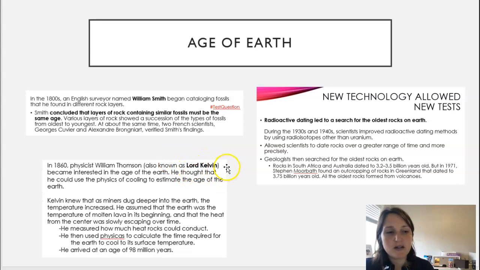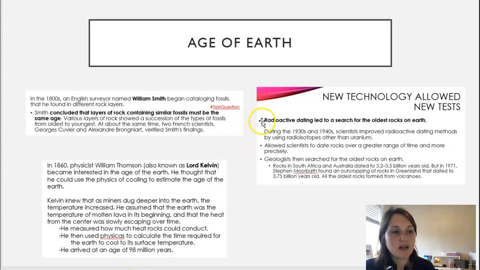Kelvin is another scientist that you might remember if you've taken chemistry, and Kelvin took a look at the age of the earth based on the temperature. So the very core of the earth is extremely hot, and he made calculations based on how long it would have taken if the whole earth started at that same temperature. How long would it have taken for the earth to cool down over time? He arrived at an age of 98 million years.